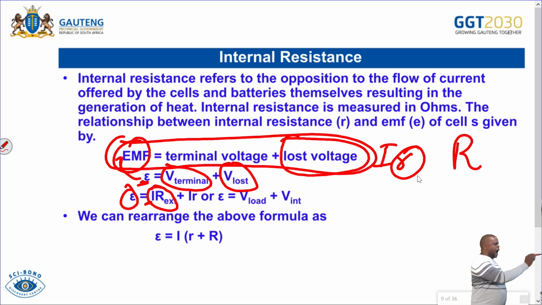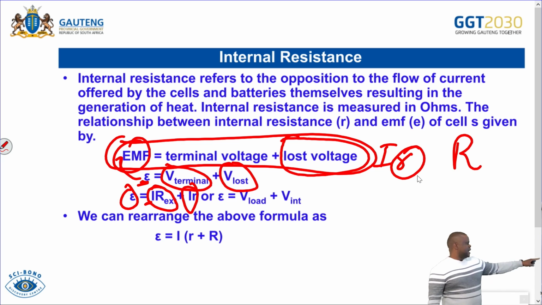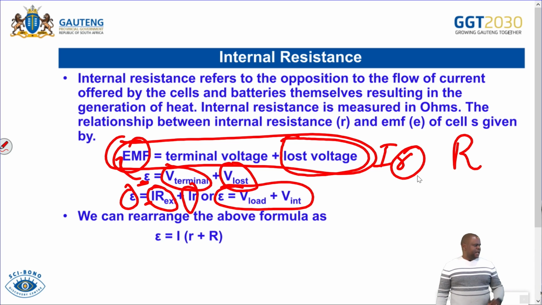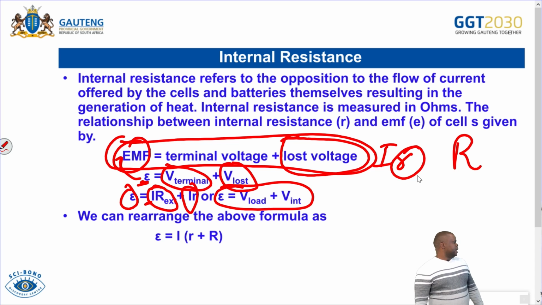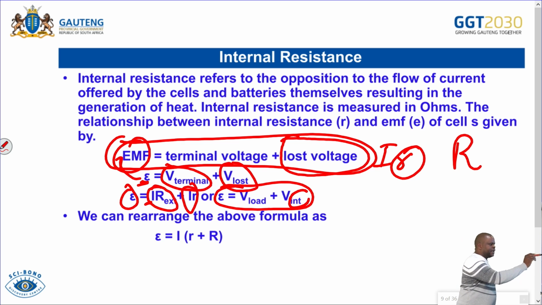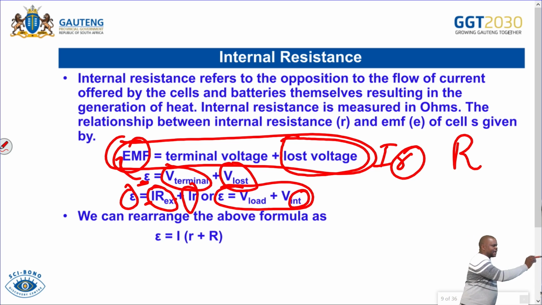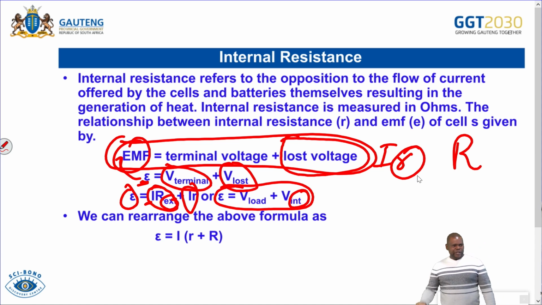And then we have Ir. Ir is the current multiplied by the internal resistance. Okay? Or we can write this formula like this. Can you see? If you don't want to say V terminal, you can say V load. And if you don't want to say V lost, you can say V internal. Internal comes from internal resistance. Are we together, grade 11s? And then R external means the external resistance.